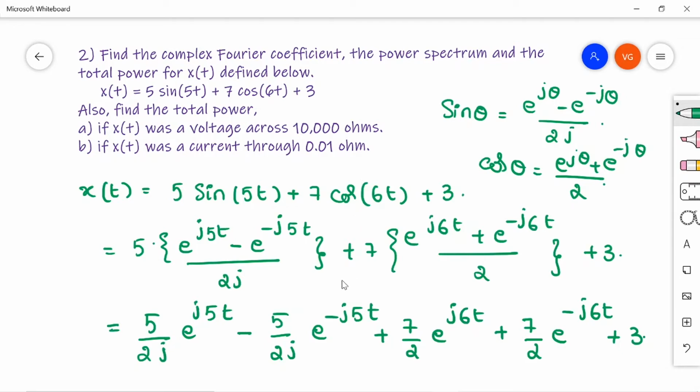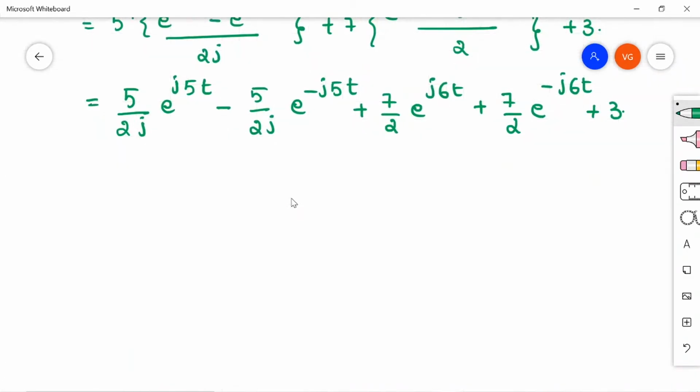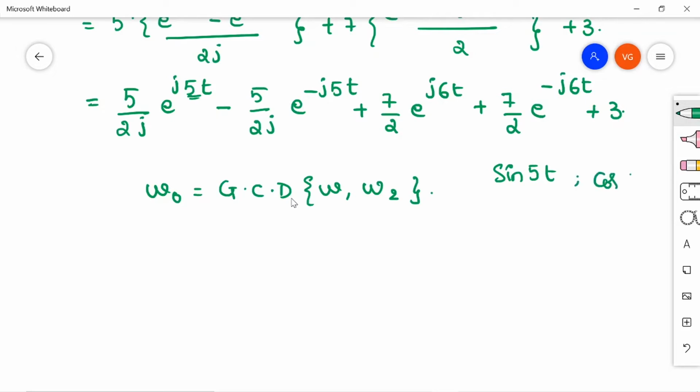Again, we have to find out the common frequency, right? So let us find out the common frequency here. So omega naught is the GCD of omega 1 and omega 2. Omega 1 is with the sine signal and omega 2 is the cos signal, right? So what is the given signal? Sine 5t is one signal and cos 6t is the other signal. So you compare this with sine omega naught t and the other signal with cos omega naught t, right? Or else omega 1 and omega 2 you call.